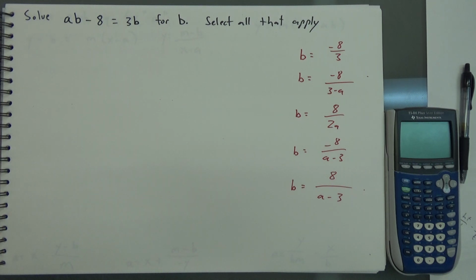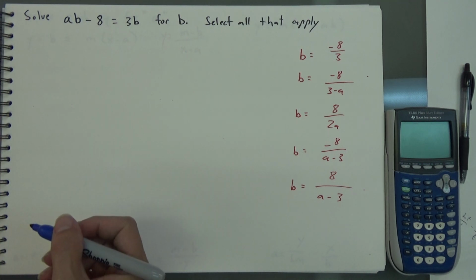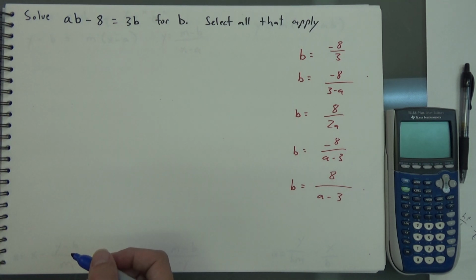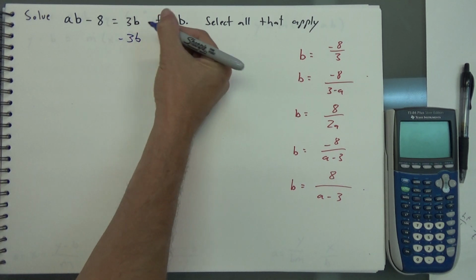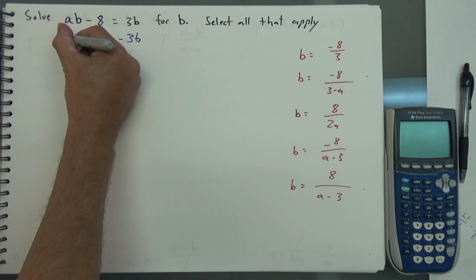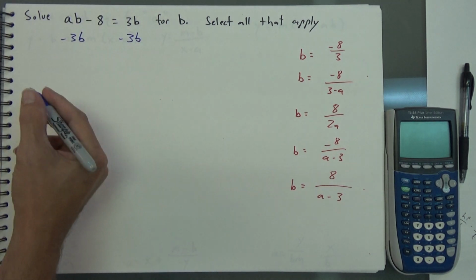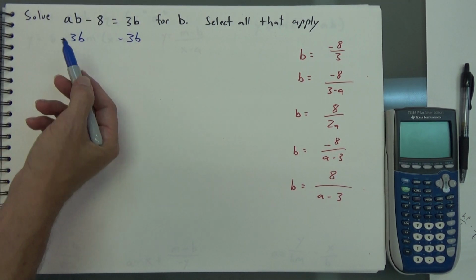Here, let's continue. Solve AB minus 8 equals 3B, and then select all that apply. So all right, let's do the first part. Let's solve this for B. What I would do is subtract 3B from both sides. Right? I can't combine these two.